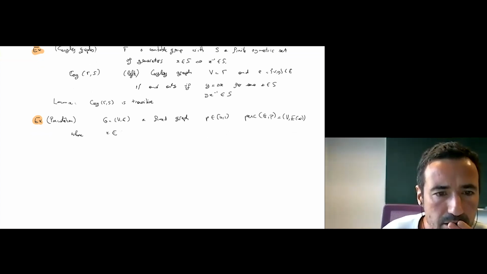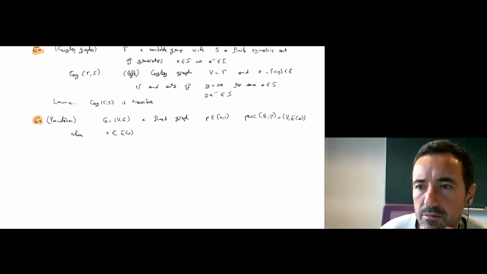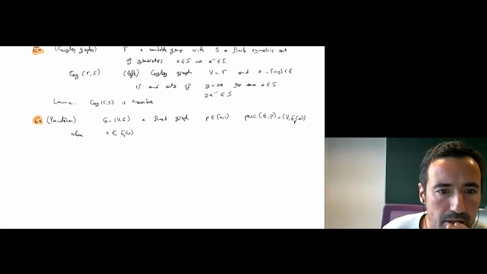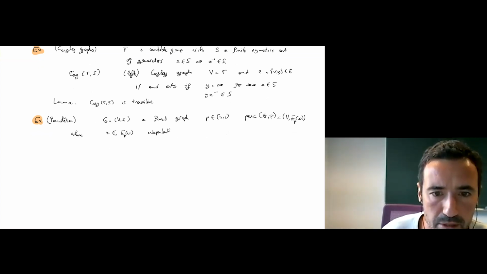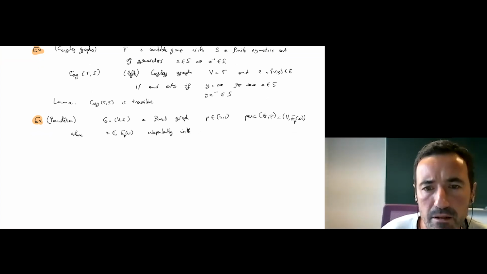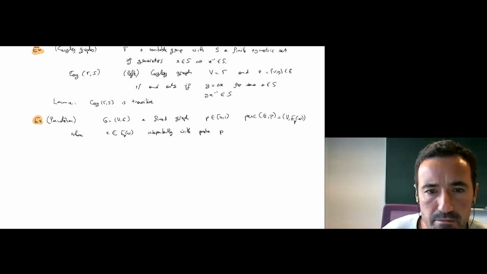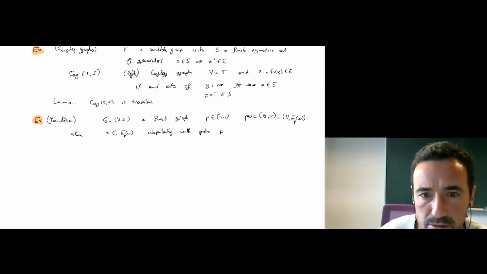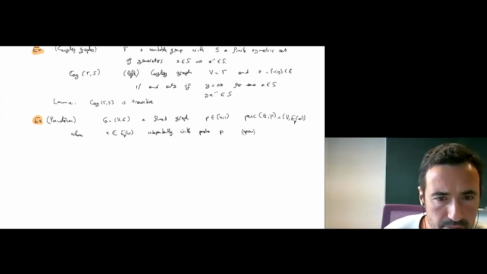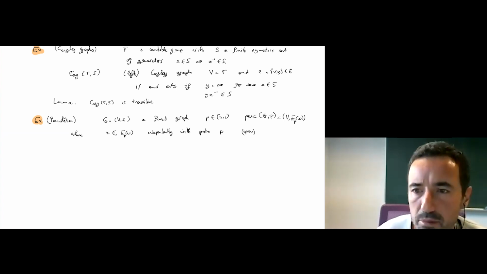Where e belongs to the random set E of omega, maybe I could put a p here, it would be more clear. Independently, you keep each edge independently with probability p. Okay, then you call this edge open, meaning that you keep it. So you keep each edge independently with probability p. Okay, so this is called bond percolation.